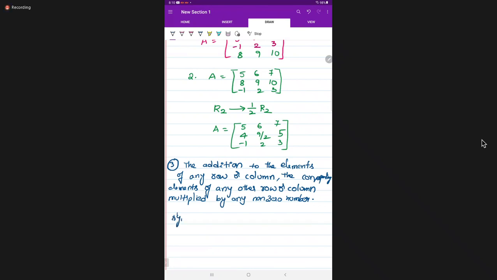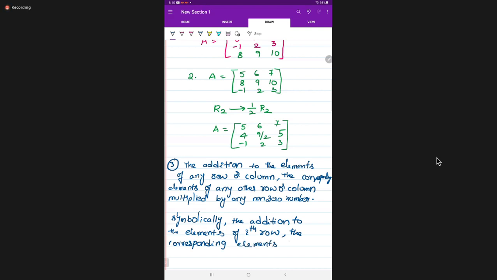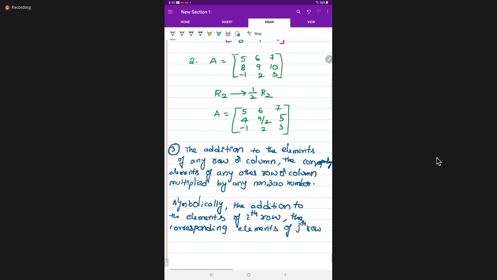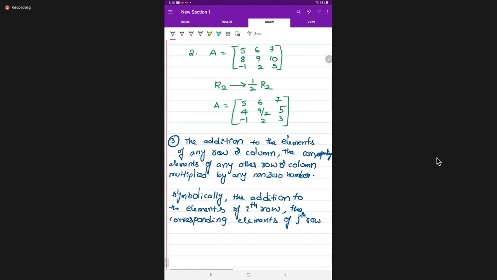Symbolically, the addition to the elements of the ith row the corresponding elements of the jth row multiplied by k is denoted by Ri tends to Ri plus k Rj.